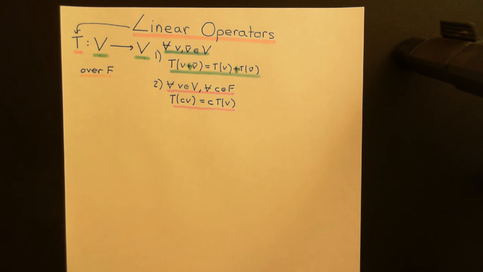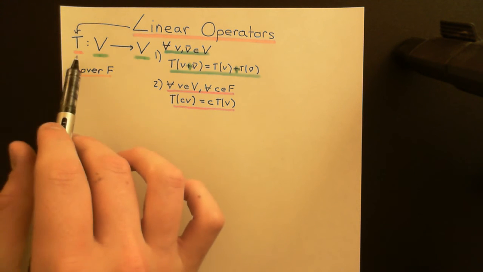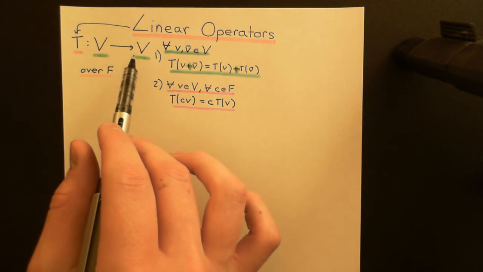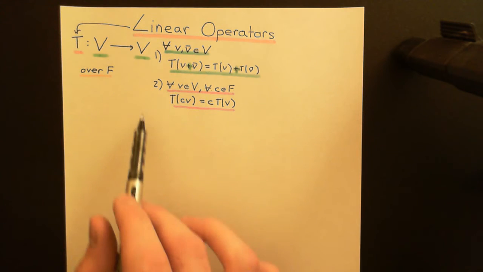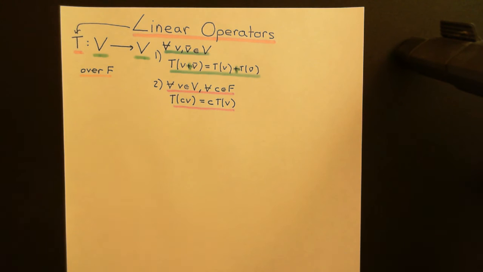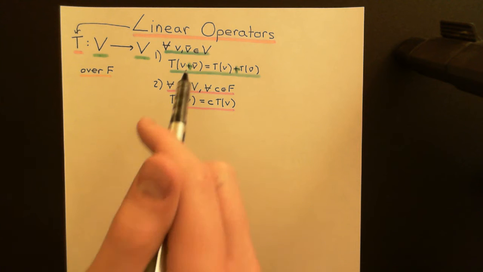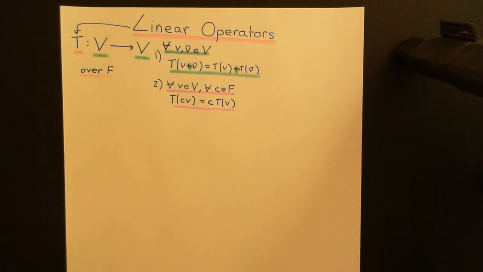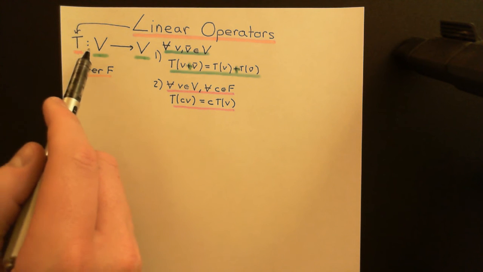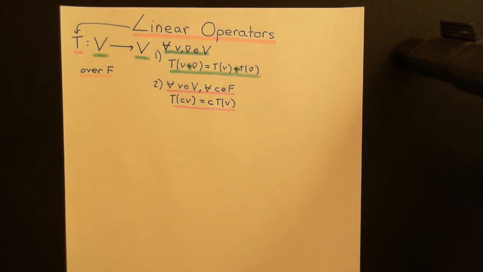So to summarize then, a linear operator is a function from a vector space to itself which obeys these two incredible properties, which are very, very interesting. These are the properties that make this interesting. We don't just want some arbitrary map from the vector space to the vector space. We want a very interesting map that's going to obey these two criteria.